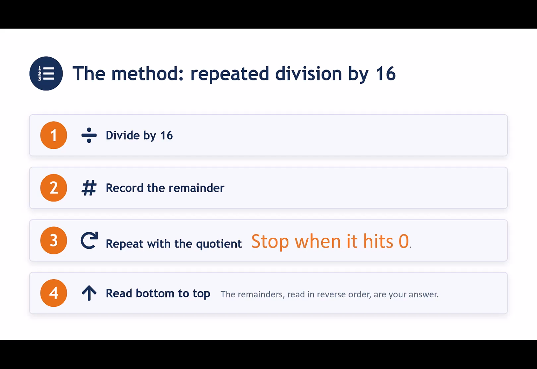Our method is going to be repeated division by 16. We'll start by dividing by 16. We'll write down our remainder, and we want to do that as an integer. We're not going to write down decimals. After that, we're going to divide our quotient by 16. We'll write down our remainder, and we'll continue this process until we end up with a quotient of 0. Once we get that quotient of 0, we're going to read our remainders from the bottom up, and remember to do your conversions of the remainders. Every digit in your remainder should be a digit that exists in base 16, so 0 through F.